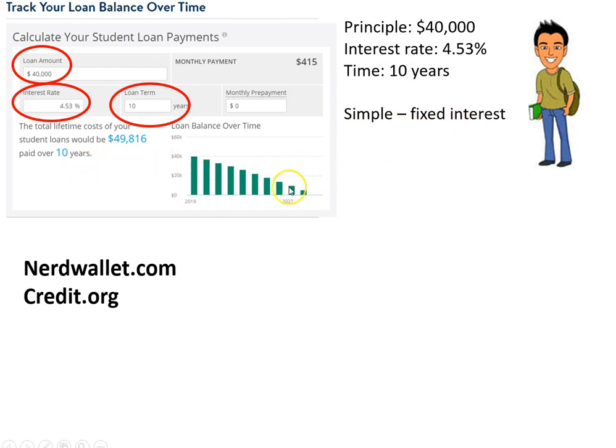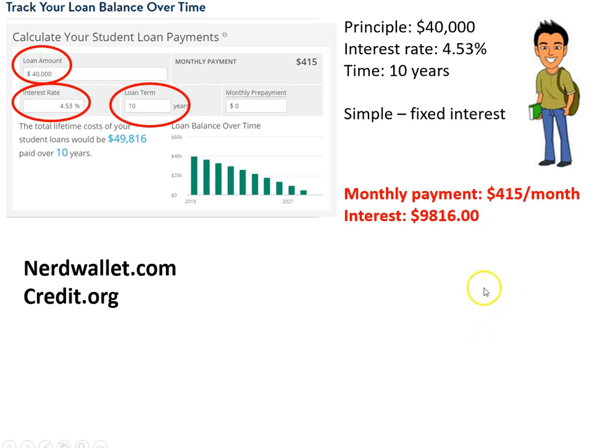And you can see the amortization. He will pay back $49,816 over the course of those 10 years, and he'll have a monthly payment of $415 off of those $40,000. So at the end of those 10 years, he would have paid almost $10,000 in interest. So almost 25% more, just in interest, just to use that money at this particular interest rate.